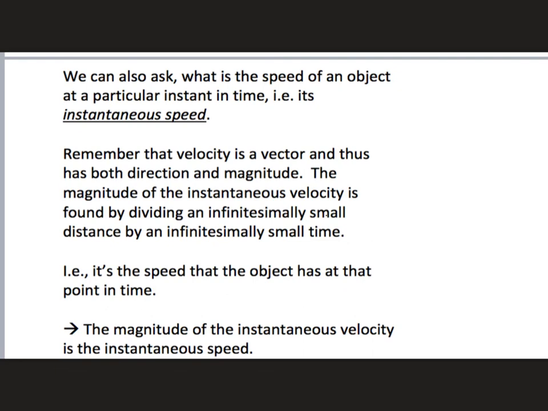Now we've been talking about instantaneous velocity. We can also ask about what the speed of an object is at a particular instant in time. That would be its instantaneous speed. And so we want to remember that velocity is a vector, and that means it has both a direction and a magnitude. So the magnitude of the instantaneous velocity vector is found by dividing an infinitesimally small distance by an infinitesimally small time, and that's going to be the speed the object has at that point in time, the little sliver of time that we're taking. The long and the short of it is that the magnitude of the instantaneous velocity vector is the instantaneous speed.